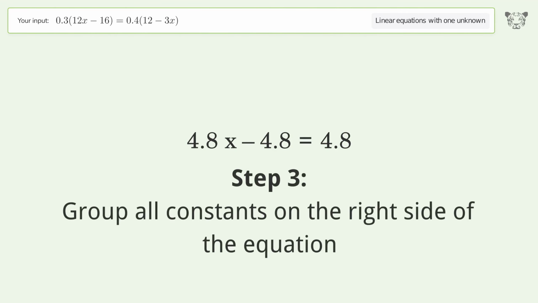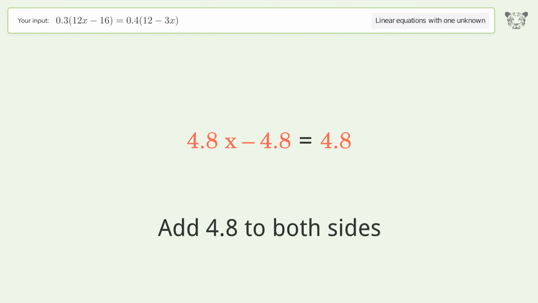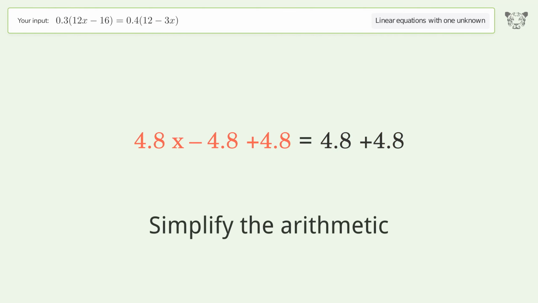Group all constants on the right side of the equation. Add 4.8 to both sides. Simplify the arithmetic.